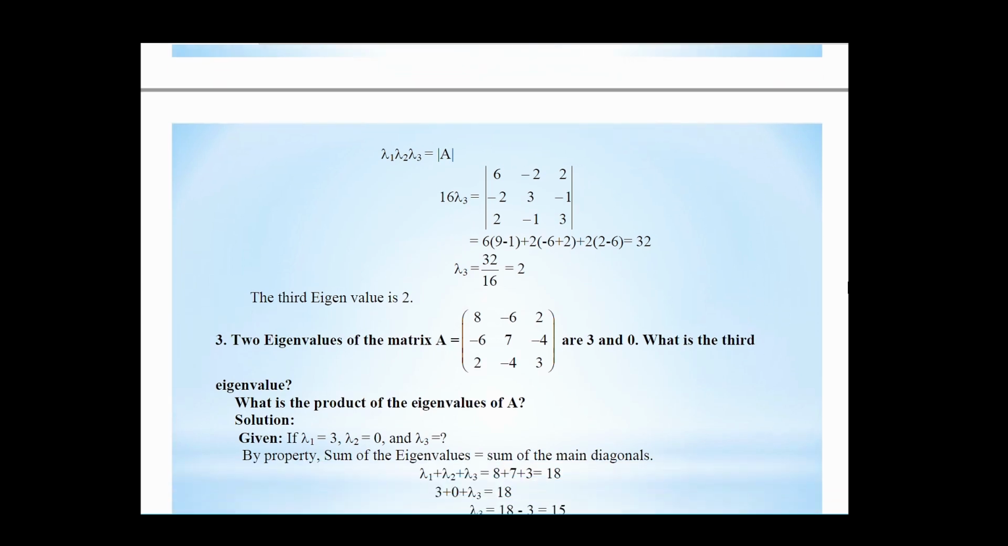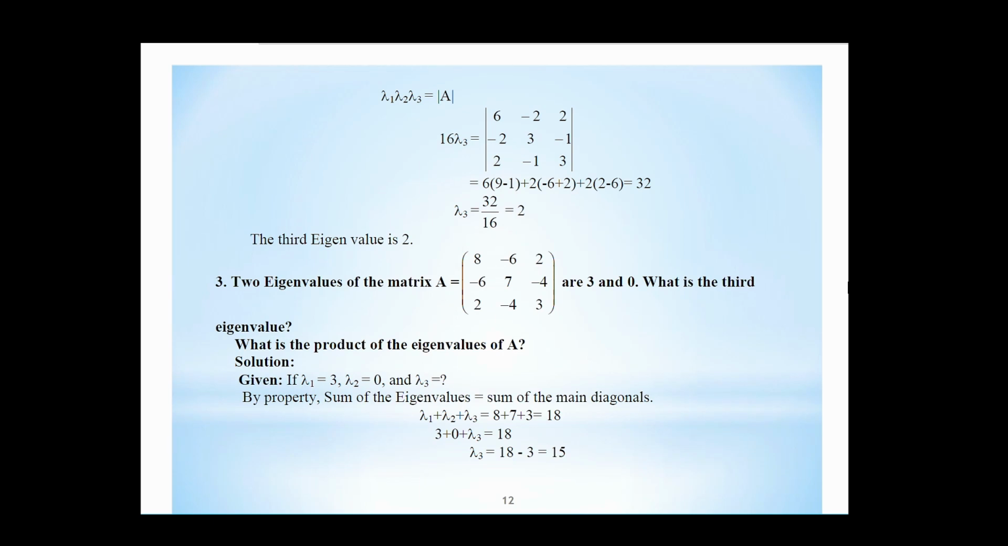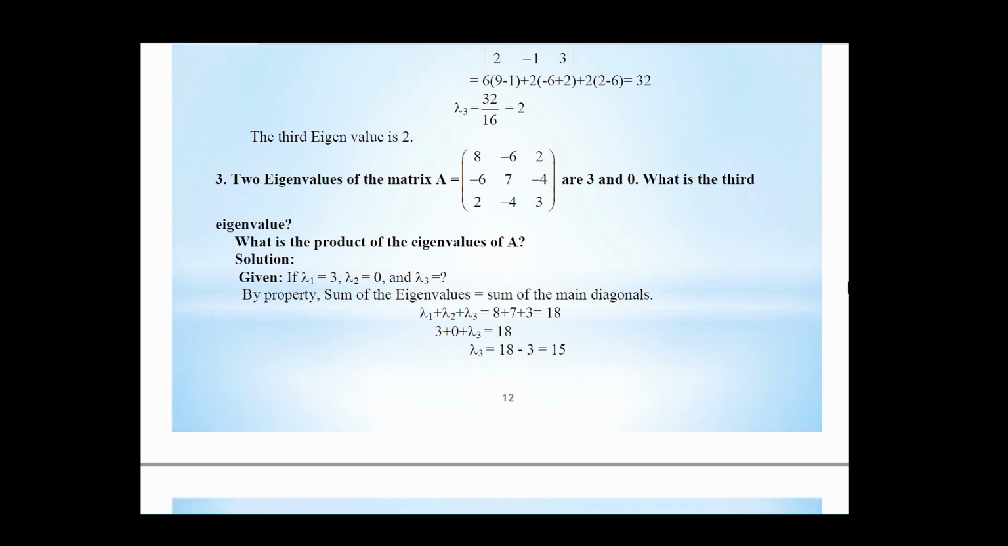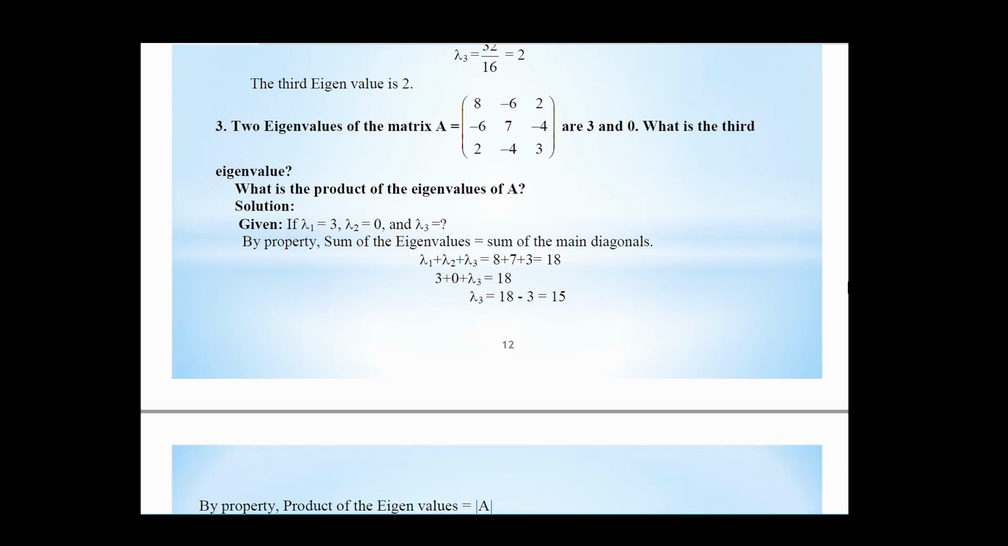Therefore 16 into lambda 3 equal to determinant of the given matrix. So 16 into lambda 3 equal to 32. Therefore lambda 3 equal to 32 divided by 16 equal to 2. Therefore the third eigenvalue is 2. Now we see the next example.